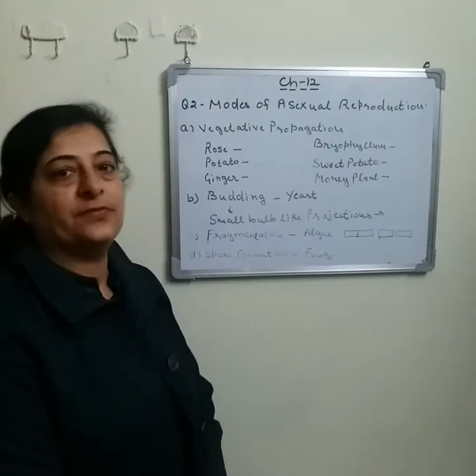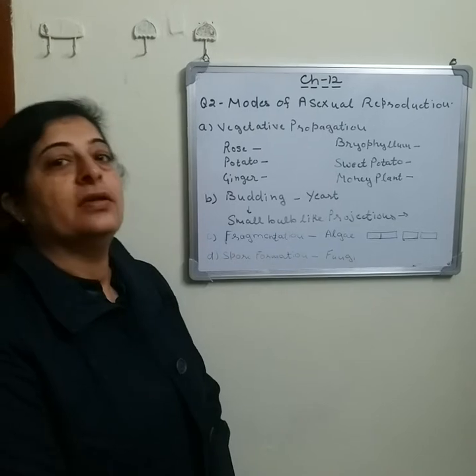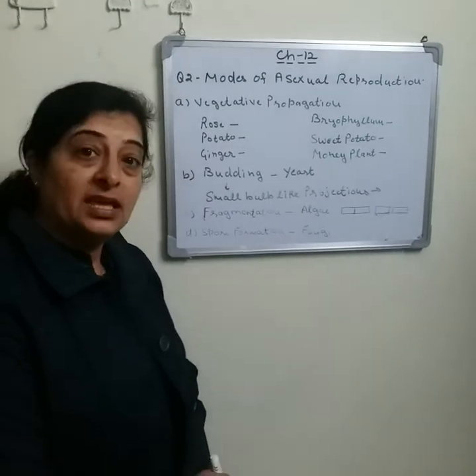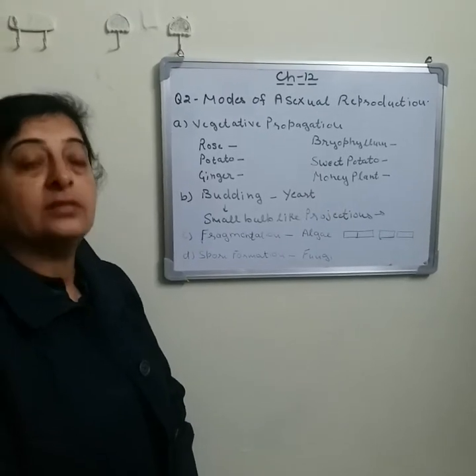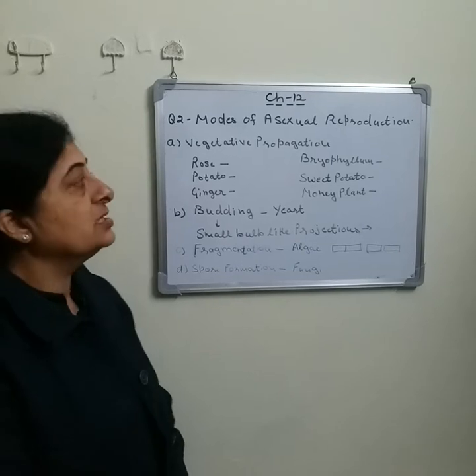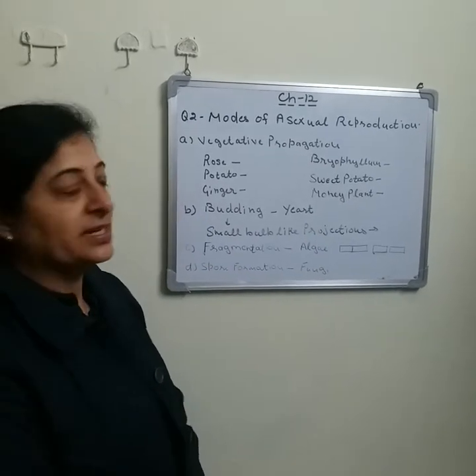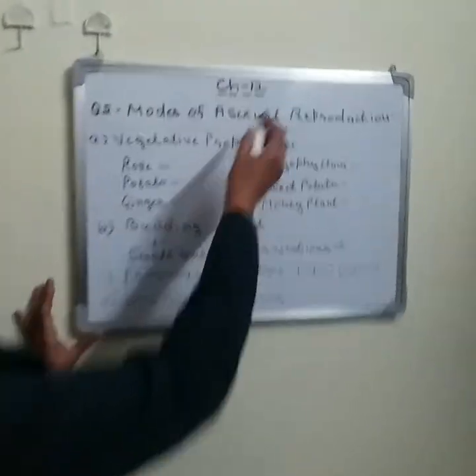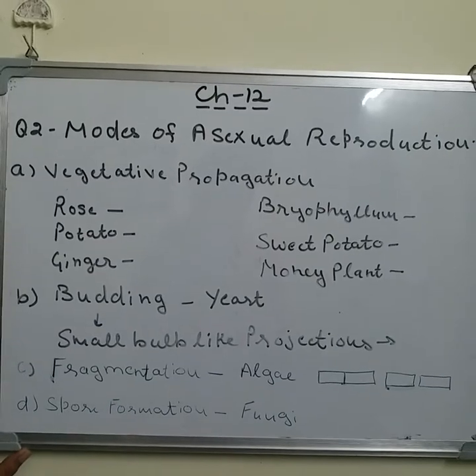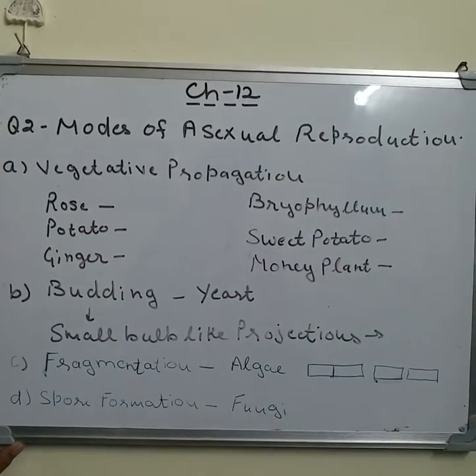Good morning, everyone. Today we will revise chapter number 12, Reproduction in Plants. Reproduction means when any organisms give birth or produce young ones of their own kind. So here we will discuss the text questions of that chapter, and there is one question for you: modes of asexual reproduction. What are the different modes of asexual reproduction?